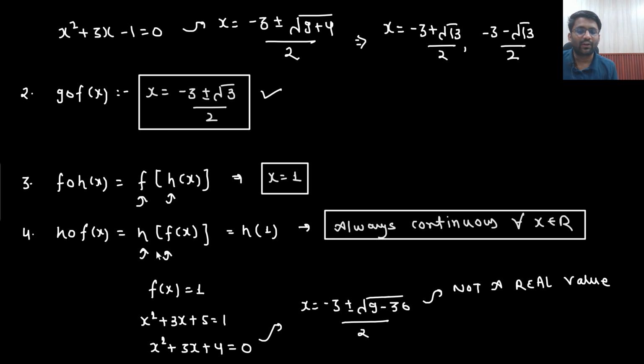Why is that so? I went to f, he said no fear. I went to h, he said that my fear is h of 1. That means when f(x) becomes 1, then that is a matter of concern for me. So what f(x) is saying is that I will never become 1.